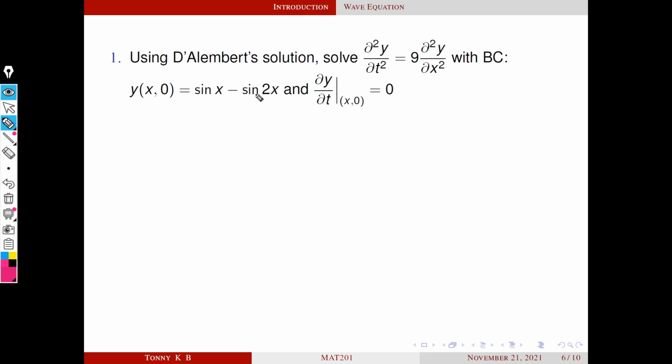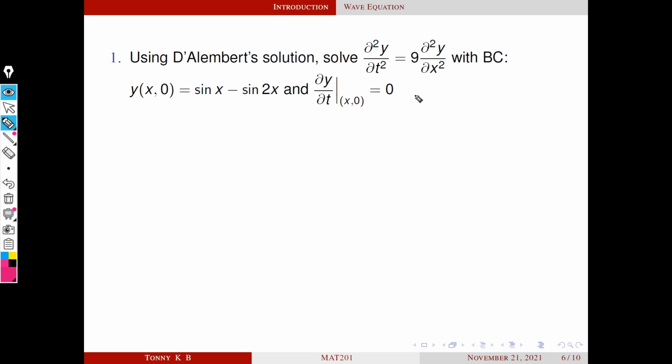Consider a problem. Using D'Alembert solution, we have to solve dou square y by dou t square is equal to 9 times dou square y by dou x square with two boundary conditions. y(x,0) equal to sin x minus sin 2x and dou y by dou t at (x,0) equal to 0. This means initial velocity is 0. And y(x,0) means the initial shape of the string is given, that is sin x minus sin 2x. Also they give the partial differential equation.